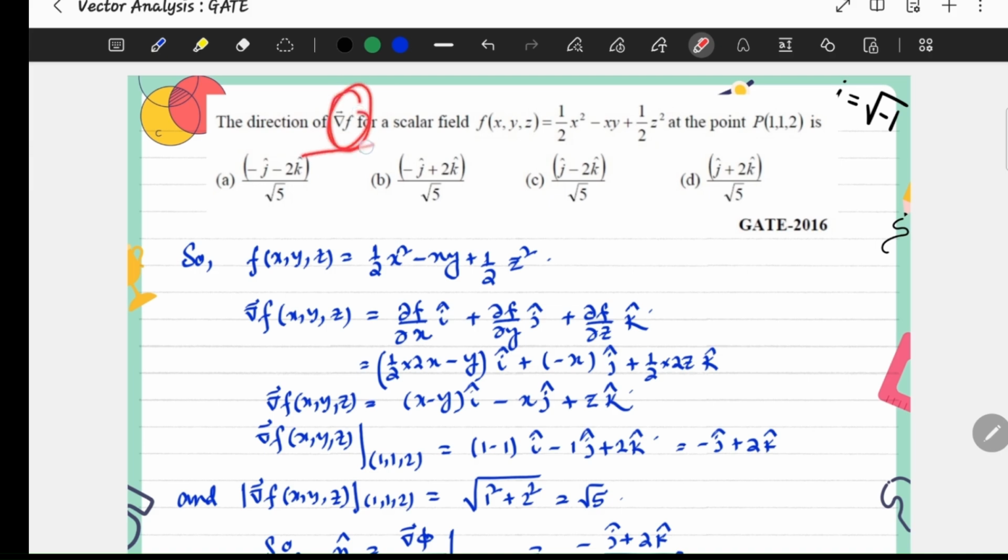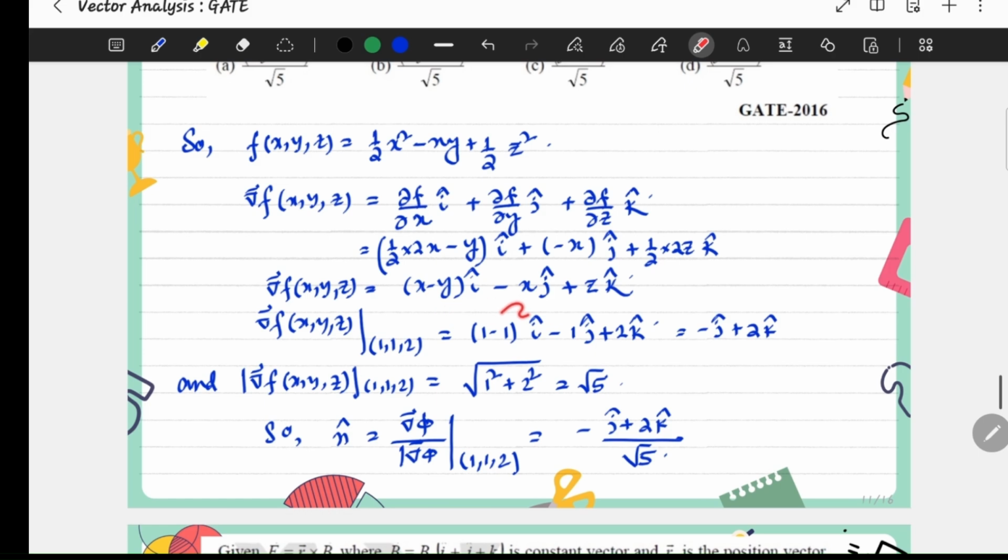The grad f divided by modulus of grad f. Simple thing. And f is already there, a half x square minus xy plus half z square. Just calculate this grad f. If you calculate this, you will find (x minus y) i cap, minus x j cap, plus z k cap. Now put the values 1, 1, 2 and you will come up with this vector: minus j plus 2 k cap.